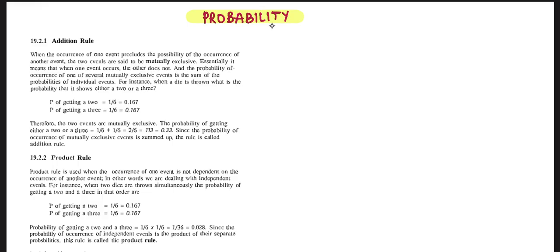Now what is probability? What is its literal meaning? It means the possibility of occurrence of a particular event. So we say that probability is n upon t, that is, the number of a particular event upon the total number of events. But this is a very general definition of probability.